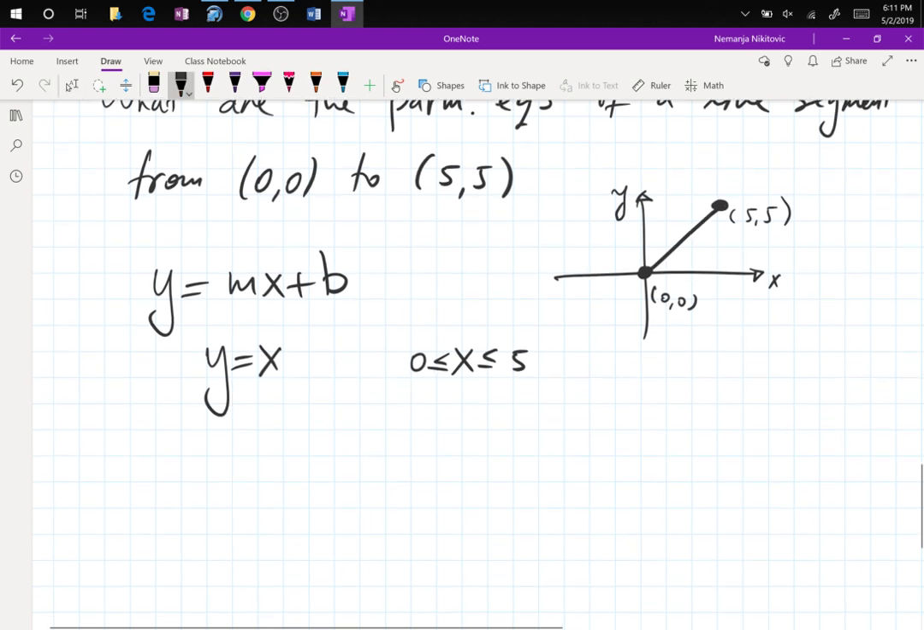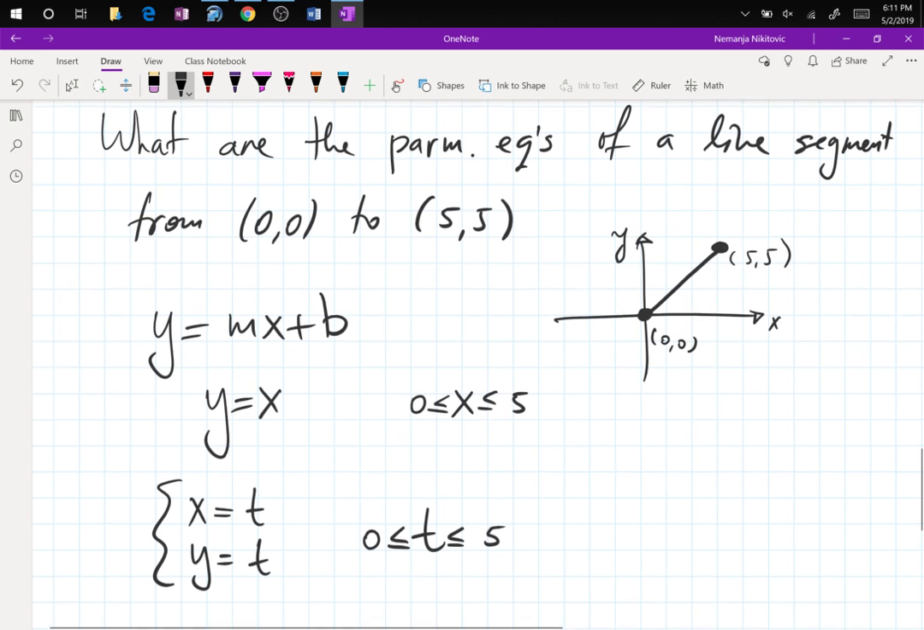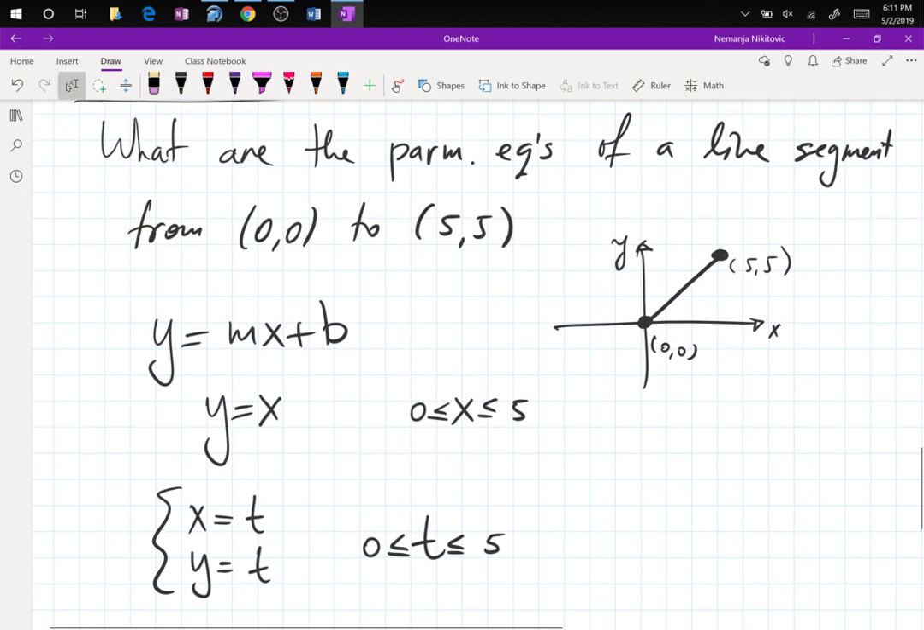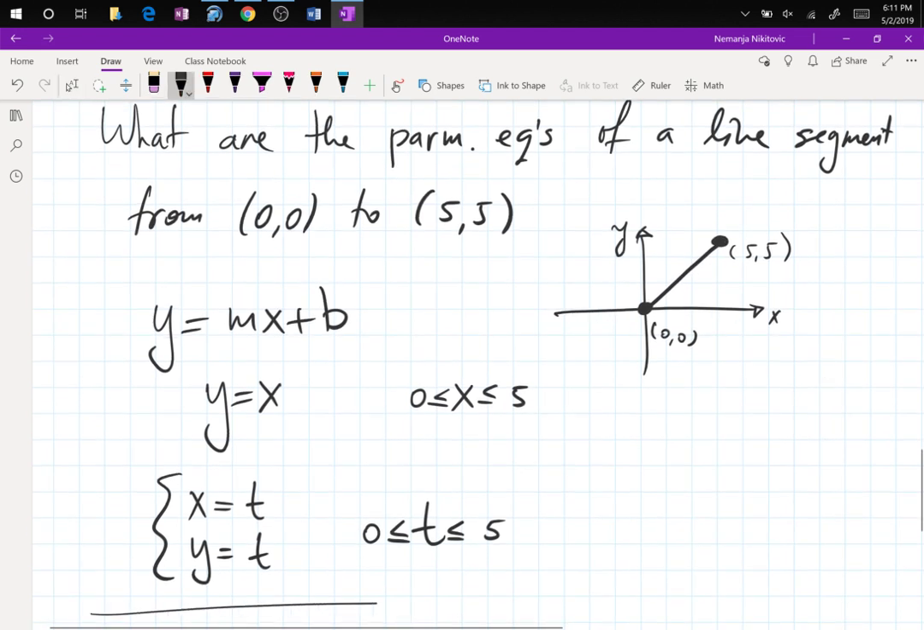Now we write the parametric set. This is your parametric set. So if you make x equal to t, then your y is also equal to t, and t is stuck between 0 and 5. Easy peasy. So this is a part of an actual problem that is there on your homework in a textbook for Calc 3, all the way in chapter 17 or whatever.